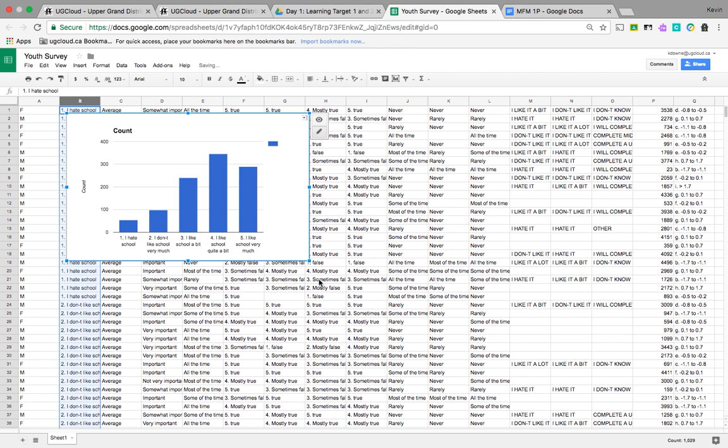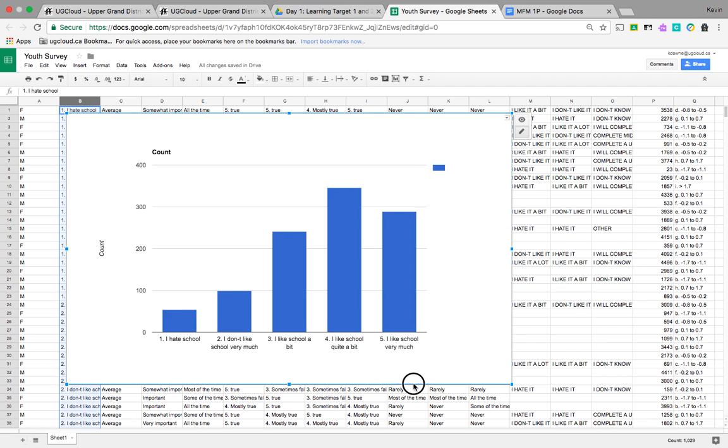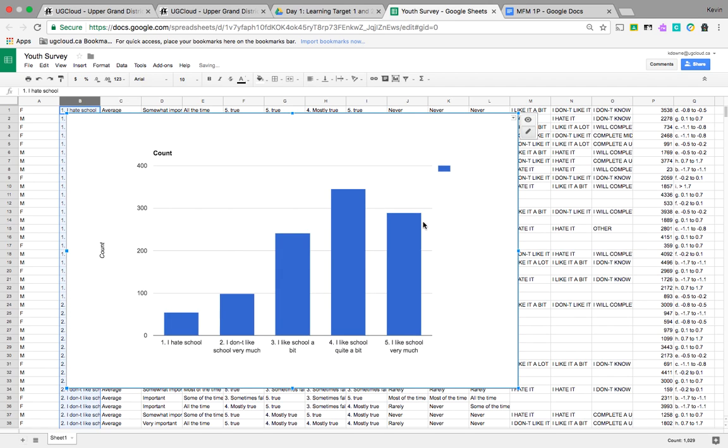So this is our graph, and you can see it's ordinal data because we can group the 4s and 5s together and say, okay, this number of people like school. And so the count here is how many people lie in there. And you'll notice that there's a lot of people here because this sheet is over 1,000 people. And so this is ordinal data.